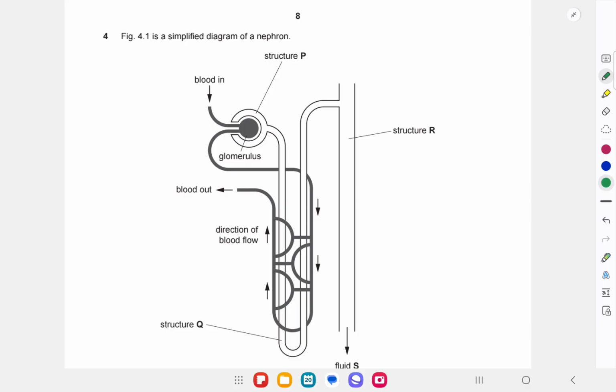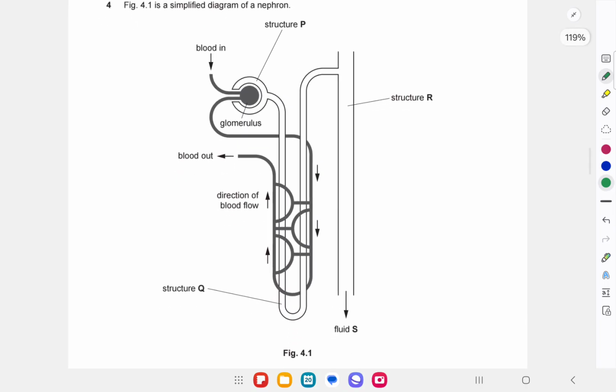Question 4. Figure 4.1 is a simplified diagram of a nephron. Okay, so they are showing the glomerulus. The blood is moving in through the afferent arteriole. Structure P is the Bowman's capsule. Okay, so then they are showing the loop of Henle, the descending limb and the ascending limb.